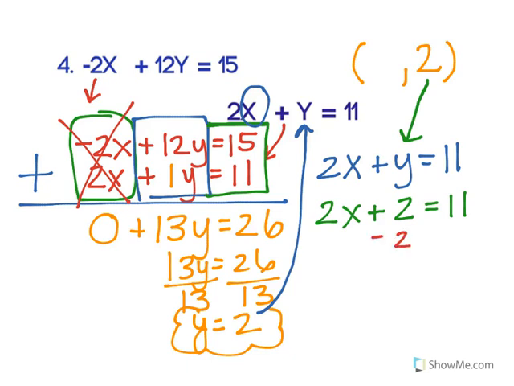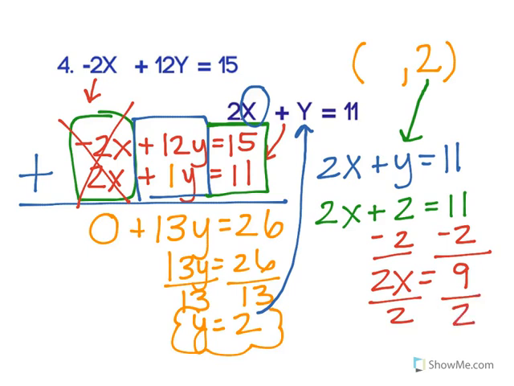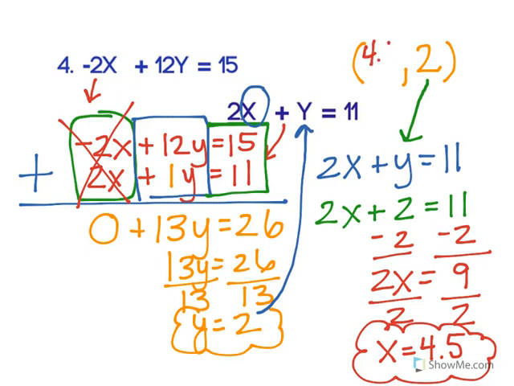To isolate x, I have to subtract the 2 on both sides, and that leaves me with 2x on the left side, and 11 minus 2 is 9. And then to isolate x, I have to divide by 2 on both sides. And x equals 9 halves, or x equals 4.5, which is the same thing as 9 halves. So now I have my x and y value, and this coordinate is a solution for both equations.